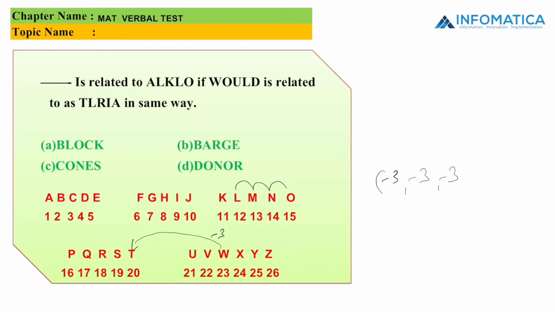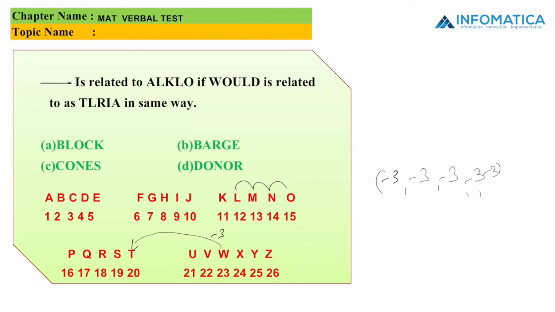And D is related to A. L is related to R. So we got it as minus 3. L is related to I, which is again minus 3. And D is related to A, which is again minus 3. So we get the pattern as minus 3 and so on.